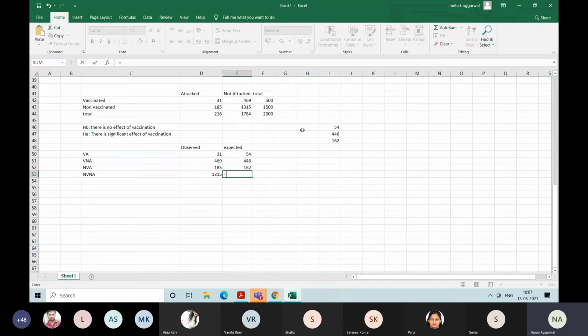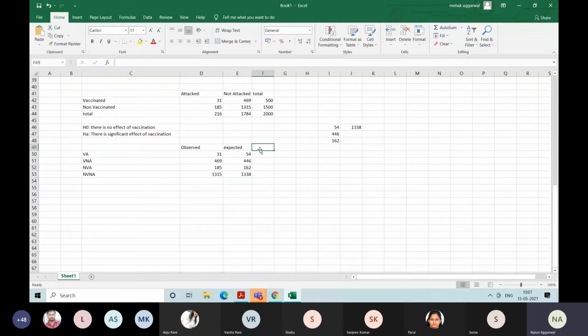And for the last case, it is 1500 multiplied by 1784 divided by the grand total 2000, which is 1338. So those will be your 4 theoretical frequencies. These are your observed frequencies, and these are your expected frequencies.